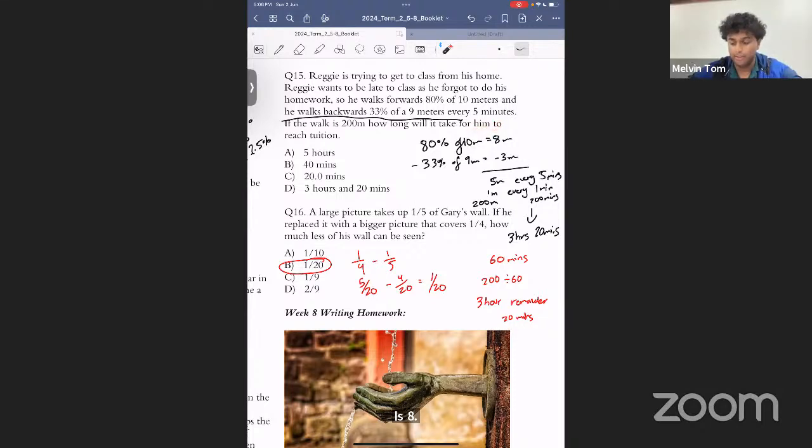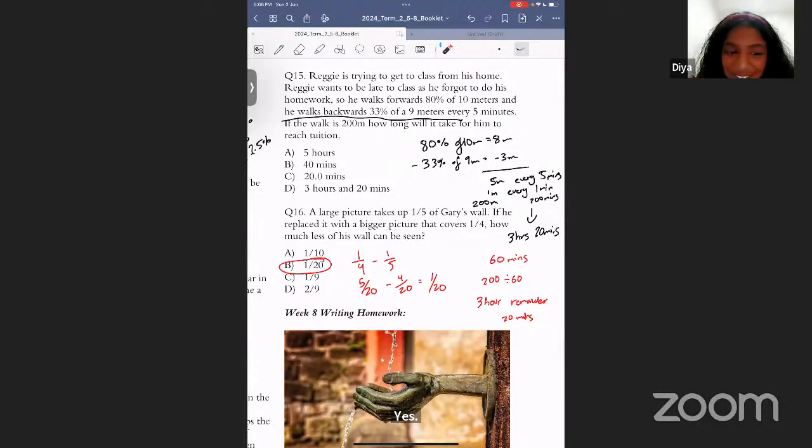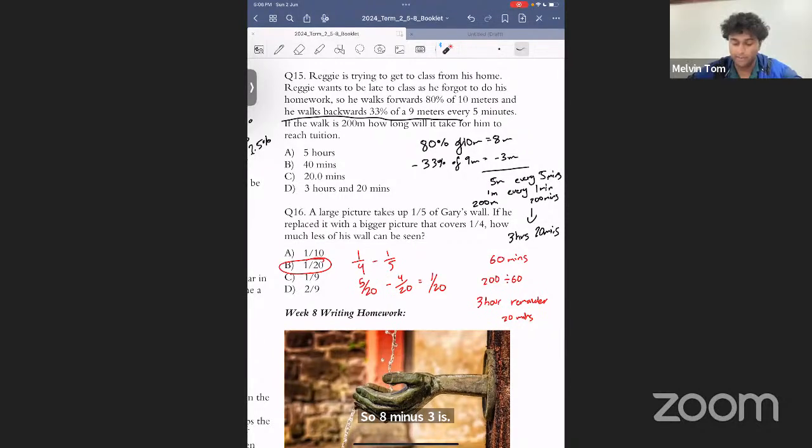Yes. So he's walking forward 8 meters, and then he walked backwards 3 meters. So 8 minus 3 is? 5. That's right. So it's 5 meters forward every 5 minutes. So that's how we got this.